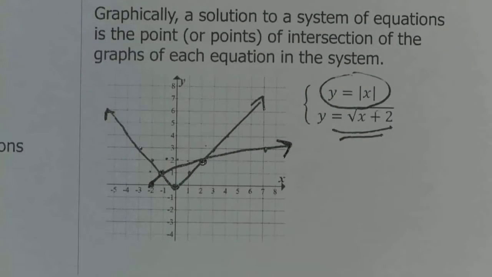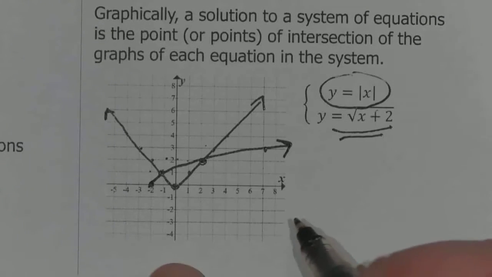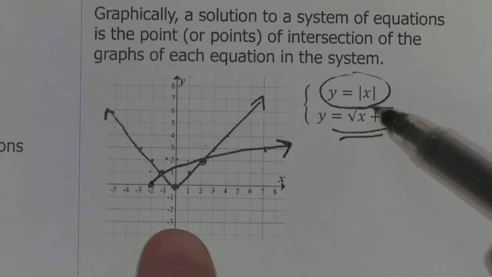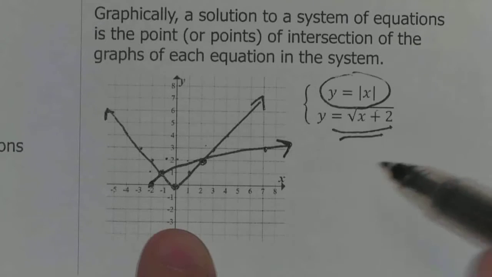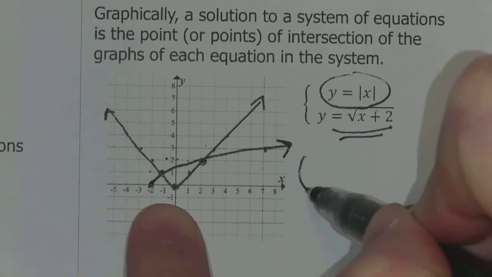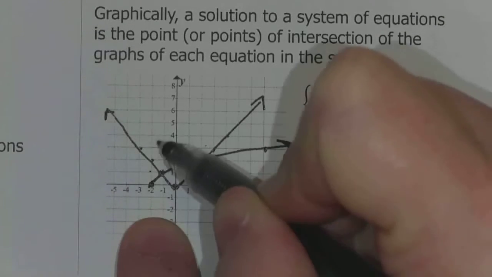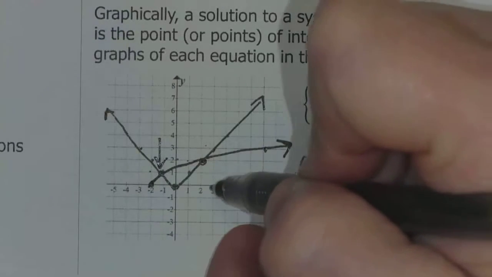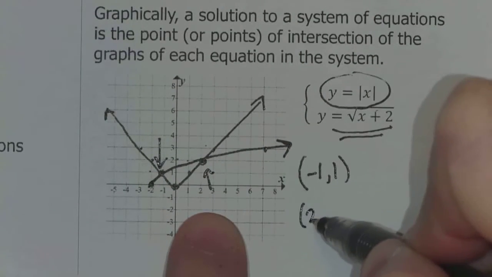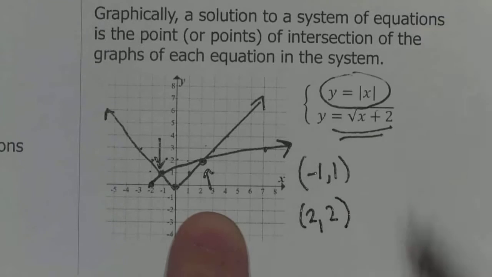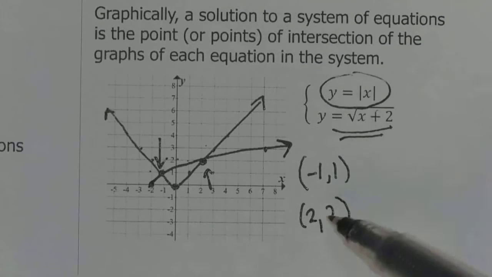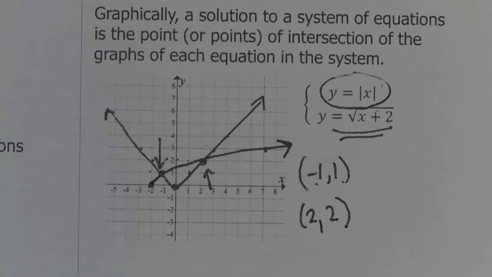Now look and see how easy it is to see where my points of intersection are. There are only 2 spots on this graph, or 2 ordered pairs, that would satisfy both of those equations. The first ordered pair would be negative 1, 1, that ordered pair right there. And my second ordered pair would be 2, 2. So I could substitute those into both equations and both would be correct solutions.